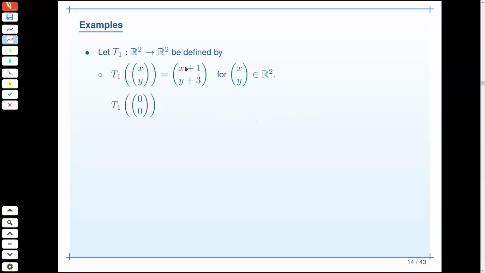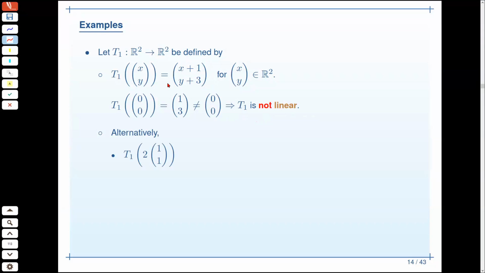T1 applying to the zero vector, just replace the x and y by 0. So what we have is (1, 3). Of course, (1, 3) is non-zero. So immediately you can say that T1 is not a linear transformation. Now alternatively, of course, the way is not unique.